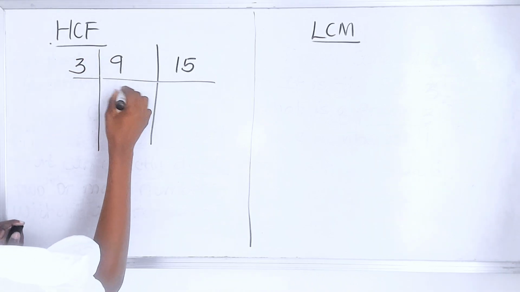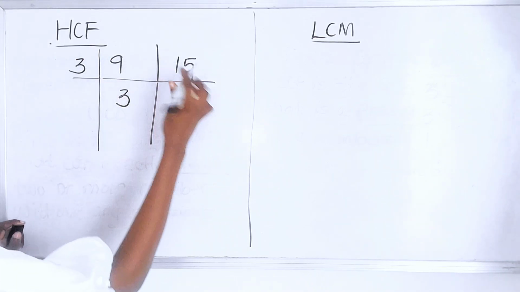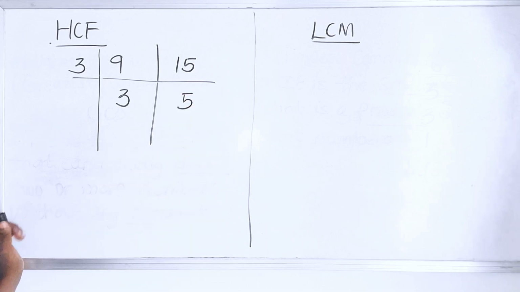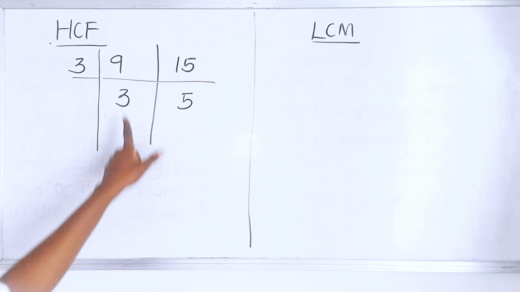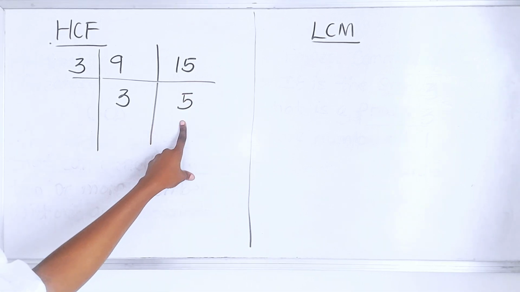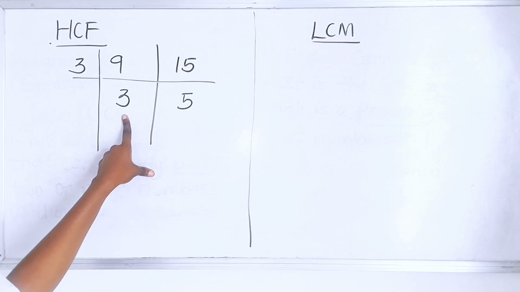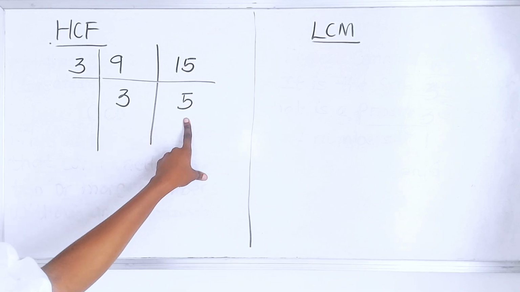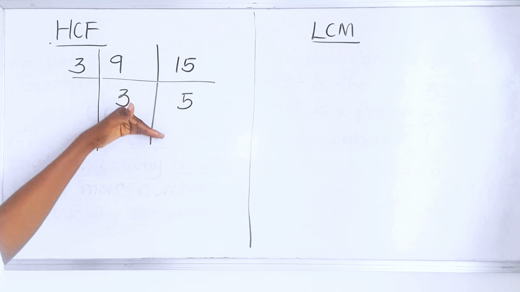So 3 in 9 is 3. 3 in 15 is 5. Now looking at this, these are prime numbers. Only 3 can go in itself and 1. Only 5 can go in itself and 1. So we are stopping here.